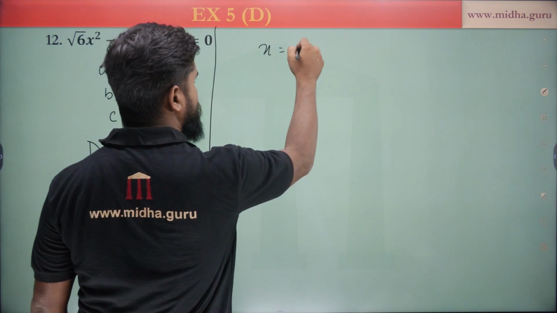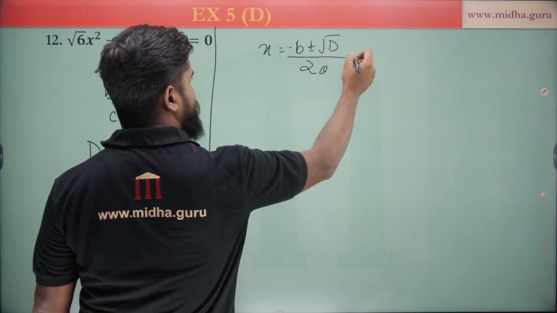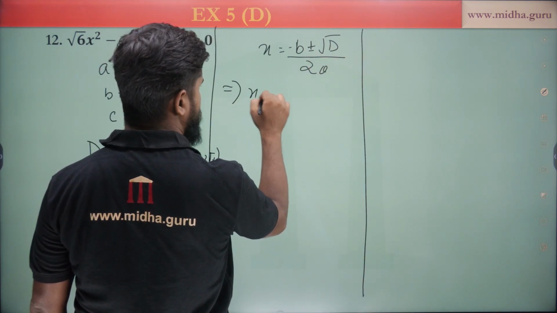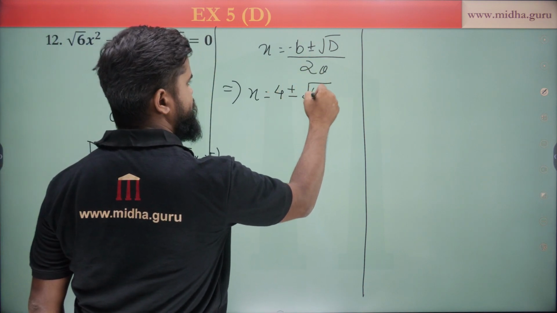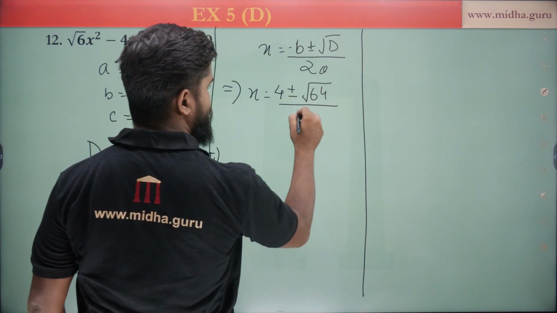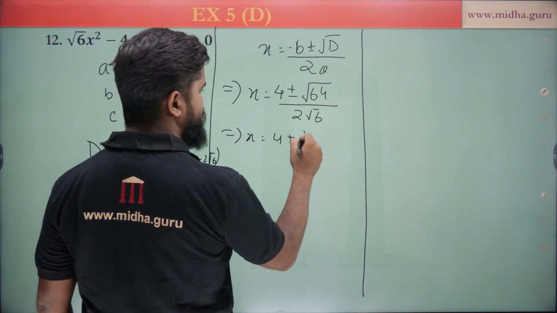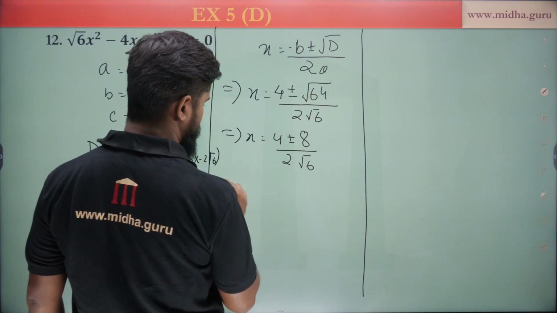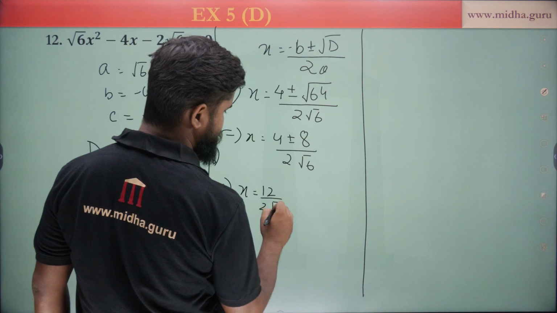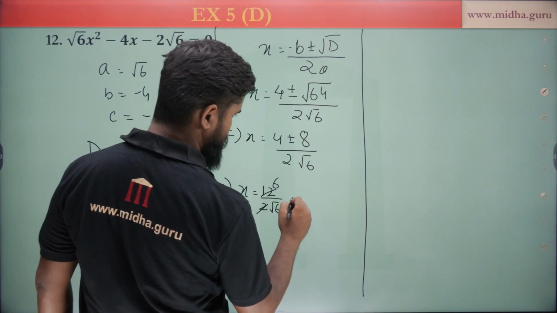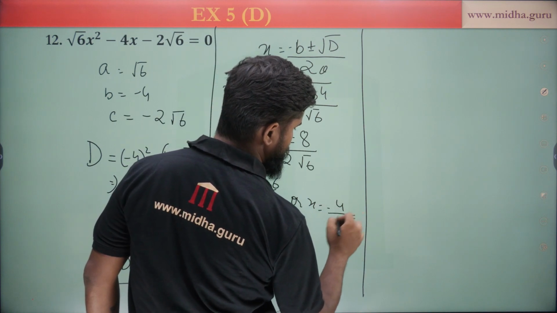Now we come to the quadratic formula, that is minus b plus minus root over the discriminant by 2 times a. We will get x is equal to minus b. Now since b is minus 4, it becomes 4 plus or minus the root of the discriminant, that is 64, divided by twice of a, which is twice of root 6. Now we have x is equal to 4 plus or minus, since root 64 is 8, we will write down 8 by 2 root 6. So 4 plus 8 will be 12 by 2 root 6, you can cut that to be 6, or 4 minus 8 will be minus 4 by 2 root 6.